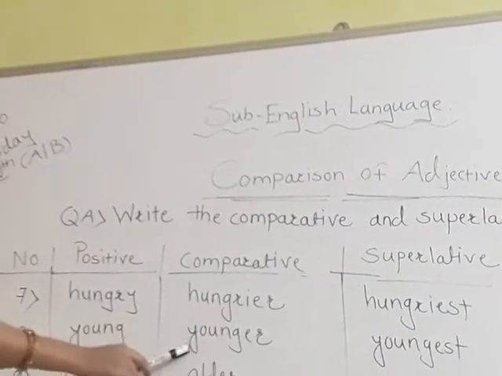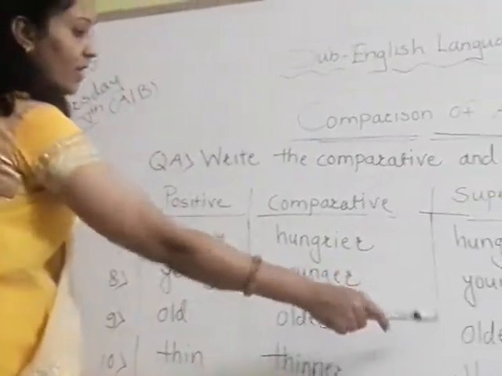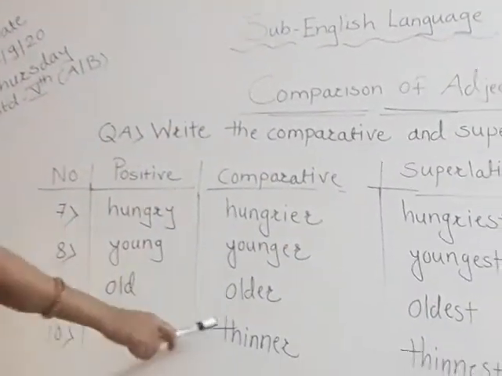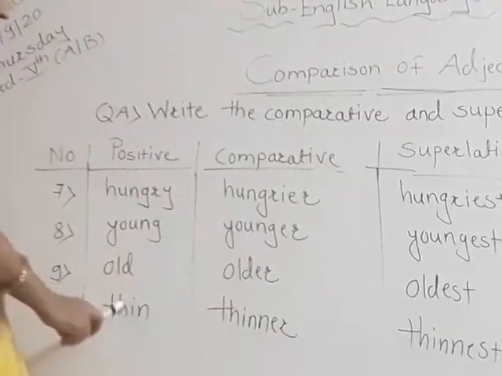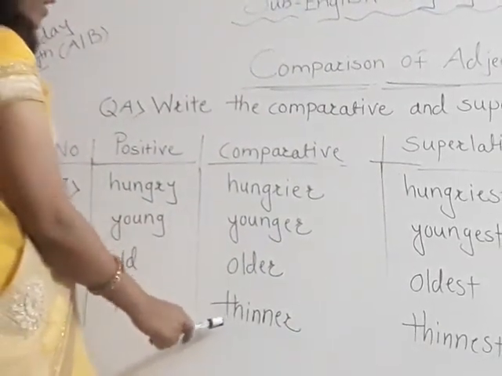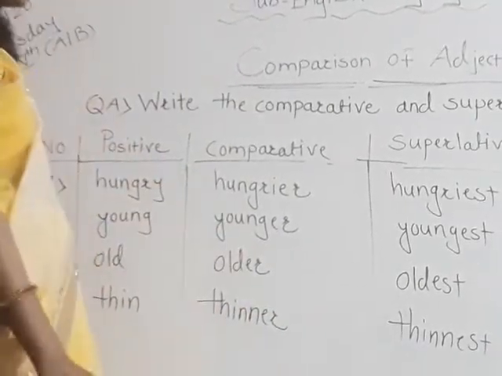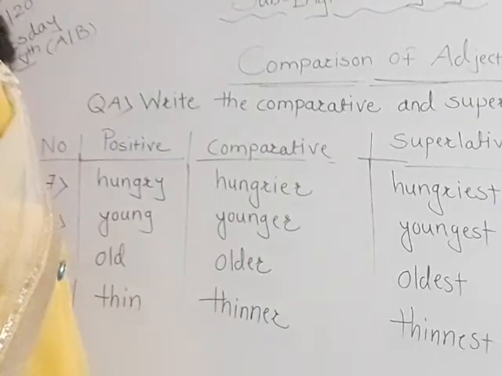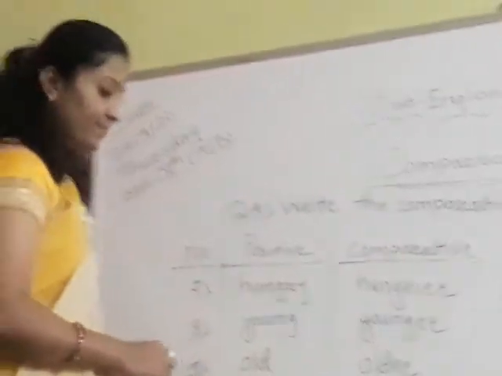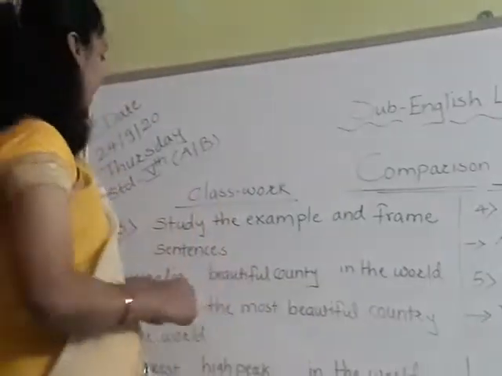Young, younger, youngest. Old, older, oldest. Thin, thinner, thinnest. See the spelling of thin, T-H-I-N, thin. Here we have written T-H-I-N-N-E-R, thinner. And in superlative degree we have written T-H-I-N-N-E-S-T, thinnest. Okay? So have you understood? Let's move further. See question number B.